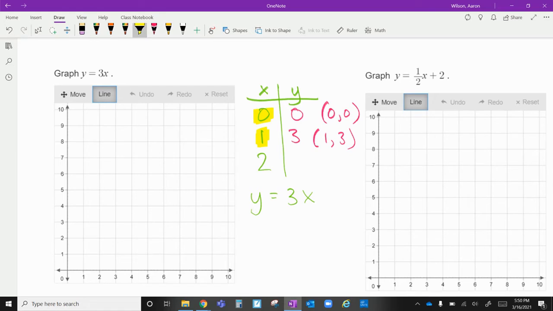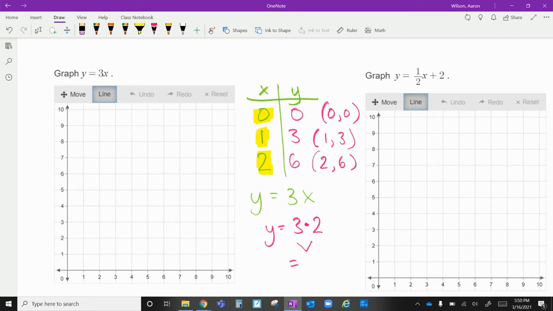I have to take the x value of 2 and plug that in for my x. So y has to be equal to 3 times 2. Well, what's 3 times 2? That's 6. So that means y has to equal 6. So a 6 goes right there on our table. And our last ordered pair is going to be 2, 6.